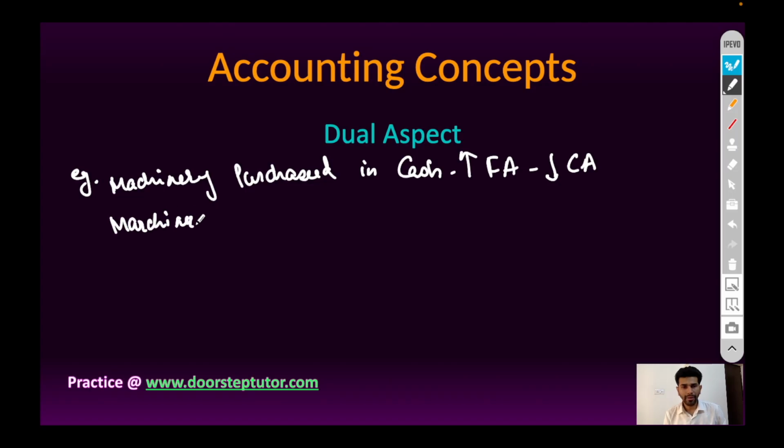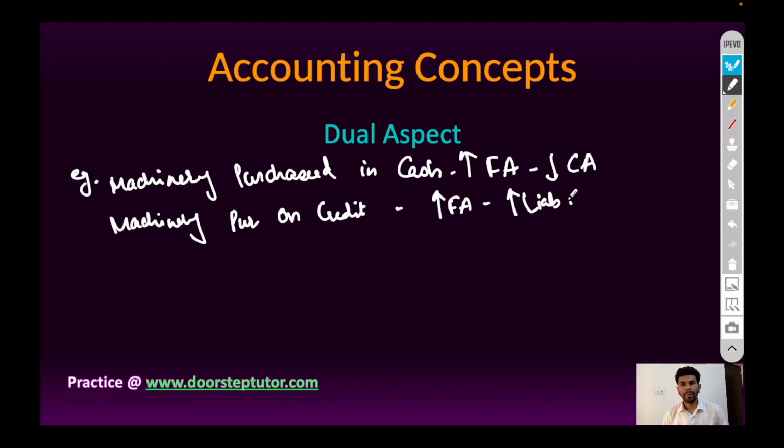Similarly, if machinery is purchased on credit, then fixed asset increases, but liability also increases because money is payable. It is yet to be paid. So, in the first example, one asset increases, another asset decreases. In the second example, when asset increases, liability is also increasing.